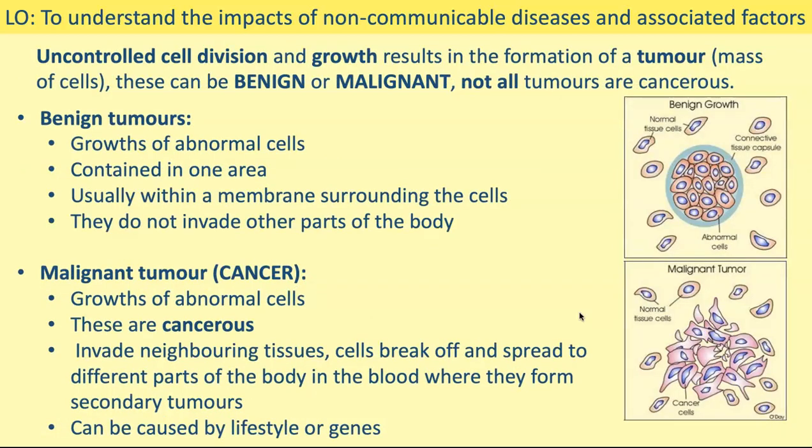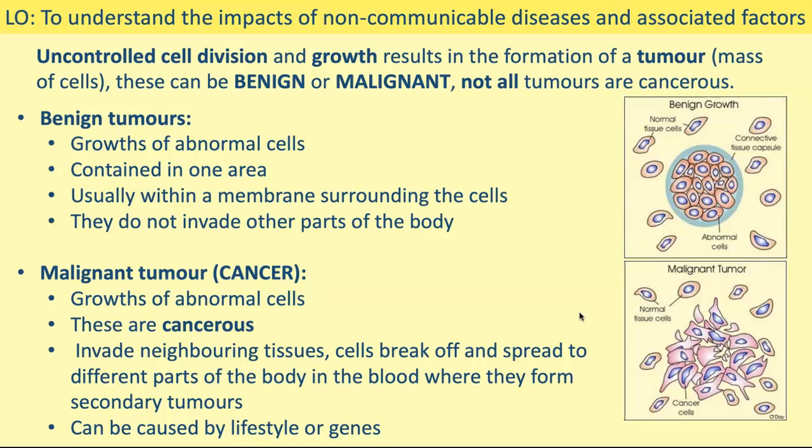If we look at cancer in a little bit more detail, cancer is uncontrolled cell division and growth, and it results in the formation of a tumour. A tumour is just a mass of cells. These can either be benign or malignant. Not all tumours are cancerous.